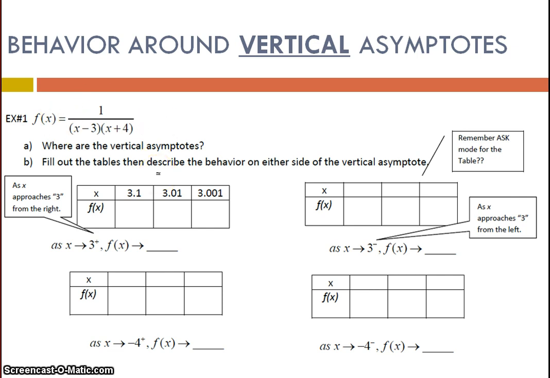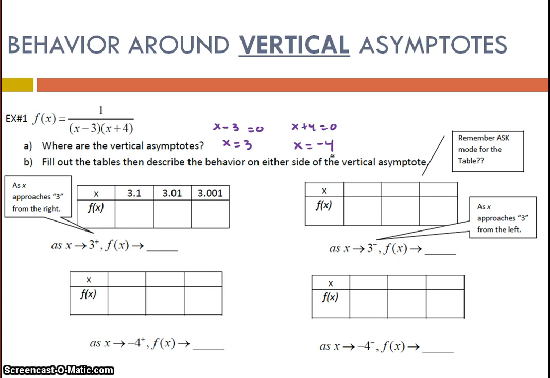So to find the vertical asymptotes, you set your denominator equal to 0, so we have x minus 3 equals 0 and x plus 4 equals 0. Now this one came pre-factored. Of course, a lot of the times it is not already factored, so you're going to have to factor and then set each term equal to 0. And we can see that we have two vertical asymptotes, one at x equals 3 and one at x equals negative 4. So we're going to see what's the behavior around the asymptotes.